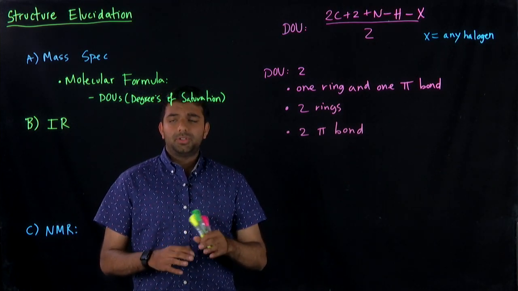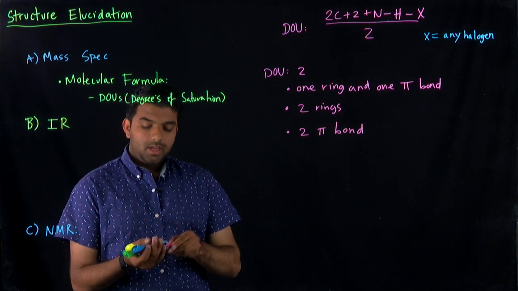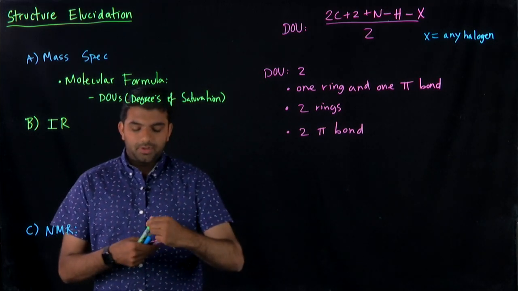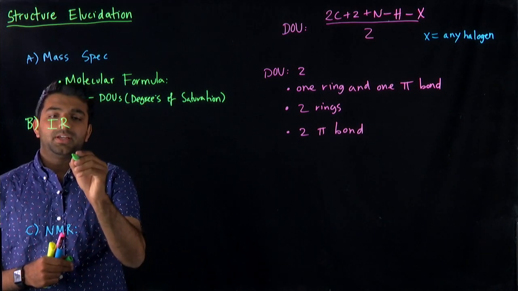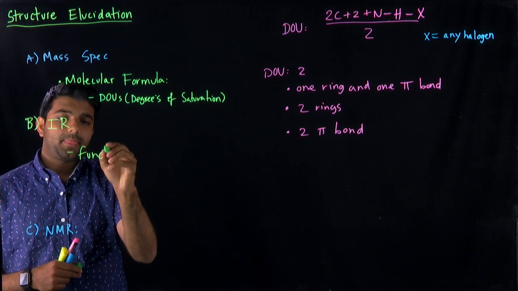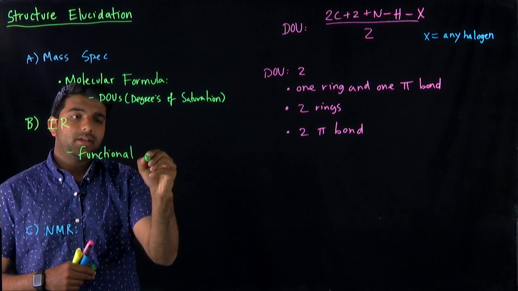Okay? Once you get DOUs, you move on and start looking at the IR. Number one thing you should get from the infrared spectroscopy graph is going to be functional groups.